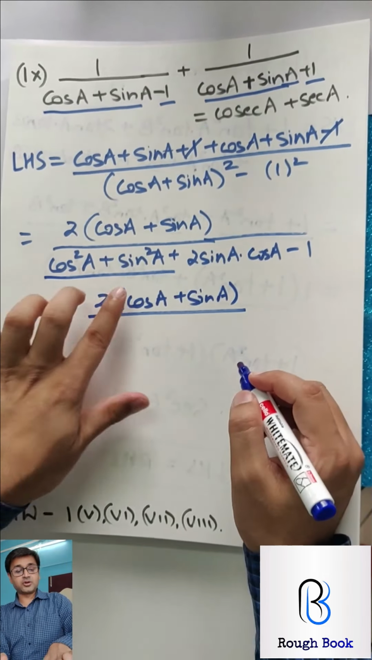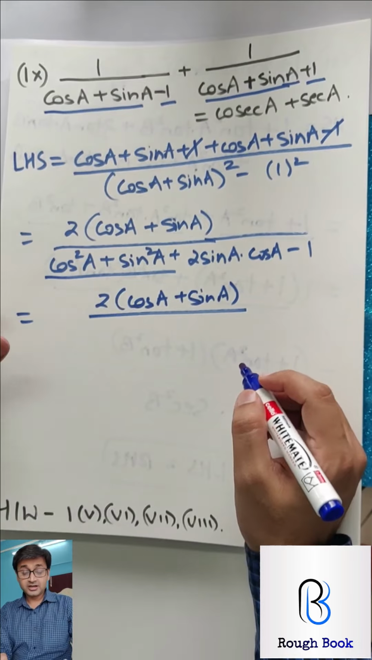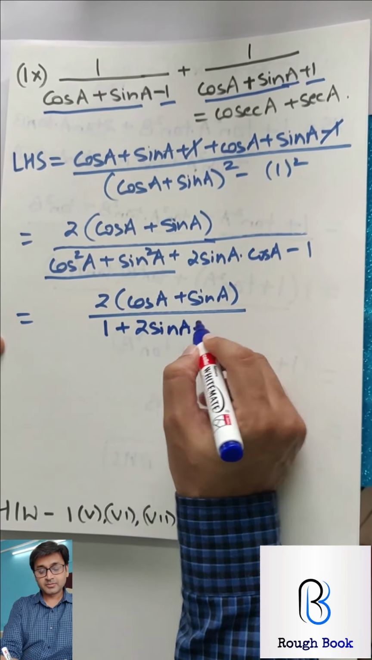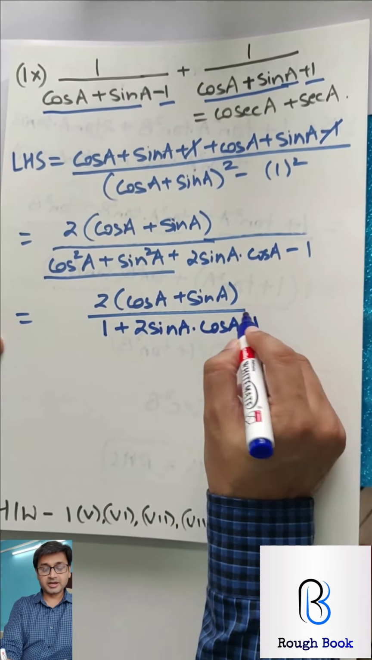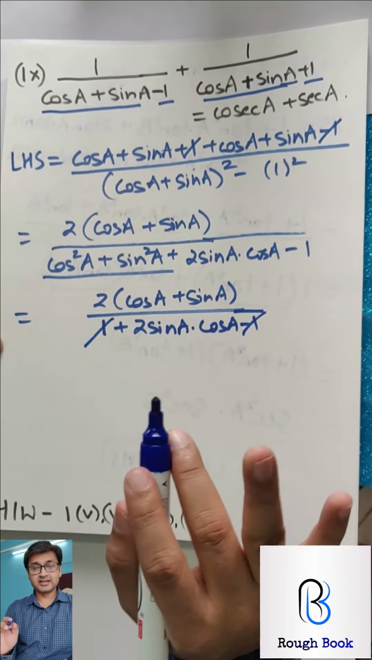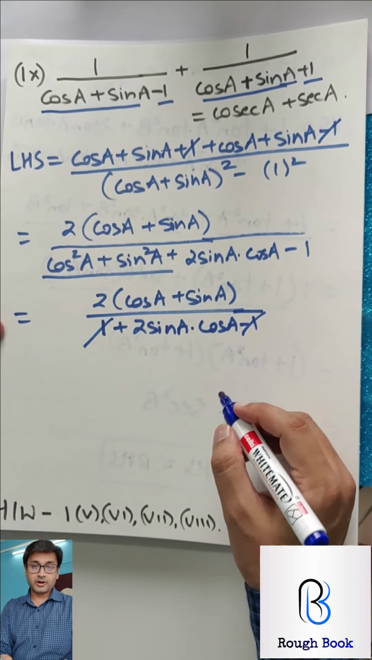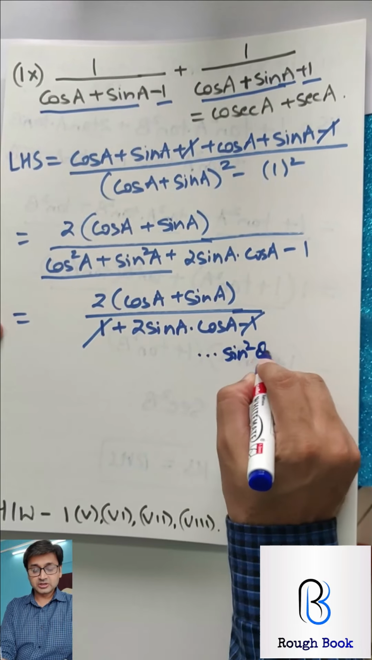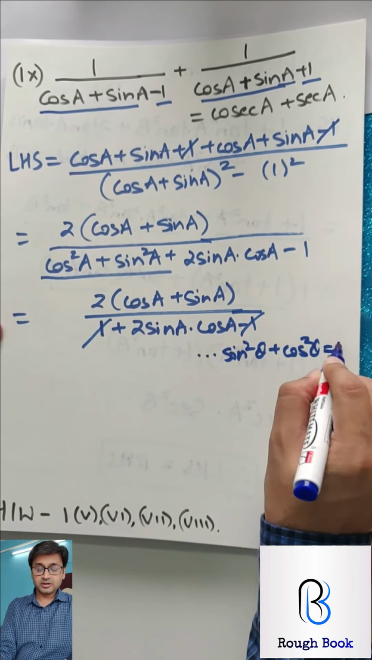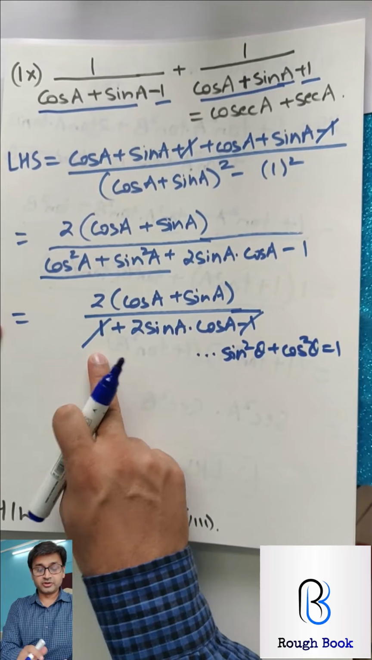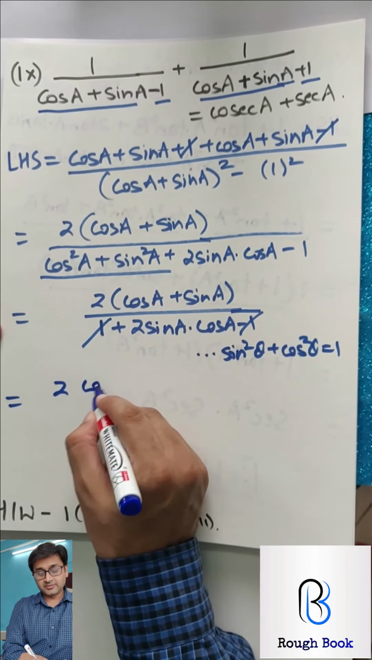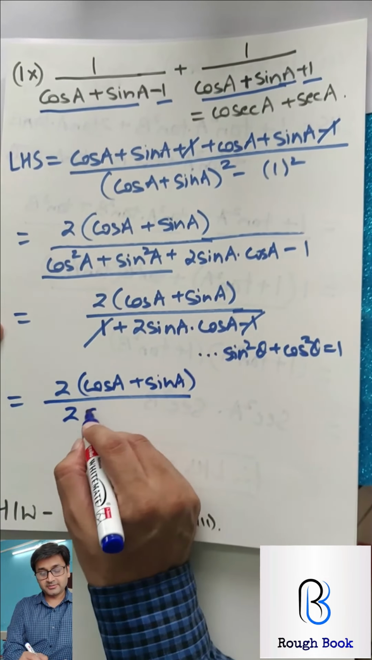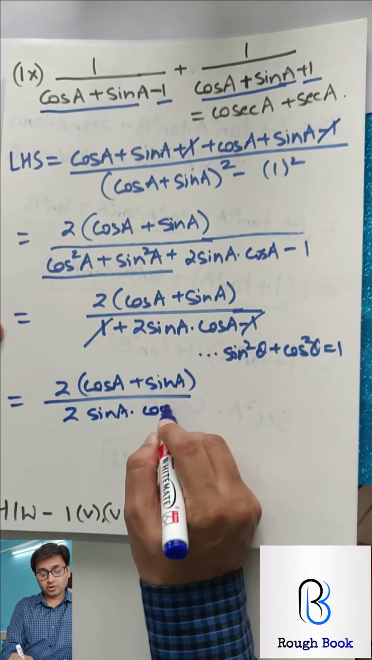Denominator, can I write this sin square plus cos square as 1? Yeah, square ratio. So 1 plus 2 times sin A into cos A minus 1. So this plus minus cancels. I have lost 1 mark. Can you tell me why? Not because I didn't complete, because I didn't write the reason. Sin square plus cos square equals to 1 for this one which we used here. So finally I'll get 2 times cos A plus sin A upon 2 times sin A into cos A.